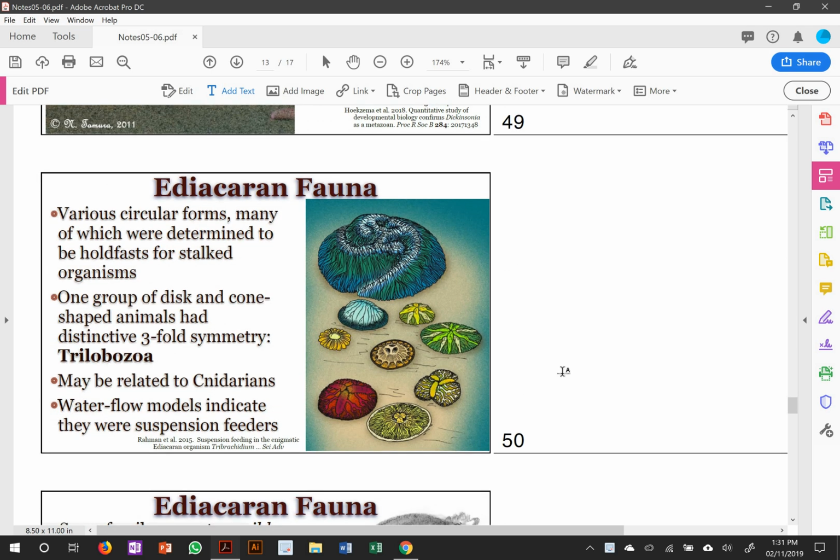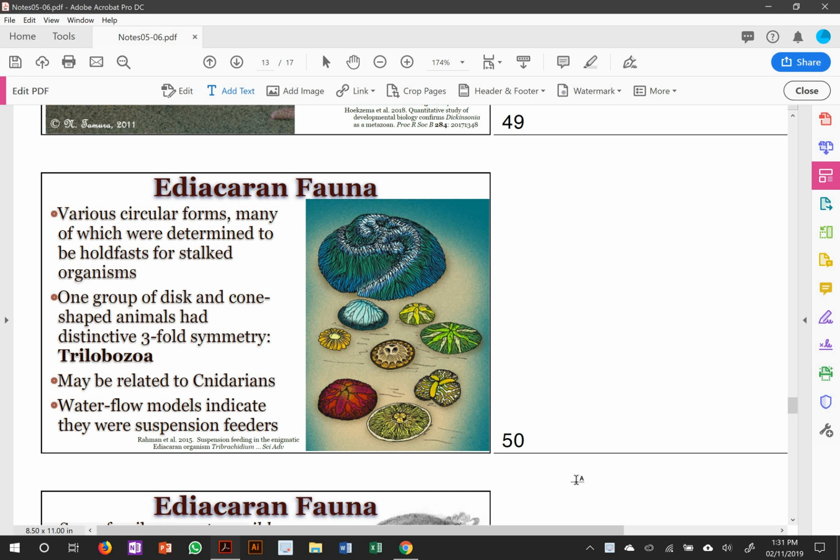All right, another group. There's a bunch of more or less circular fossils from the Ediacaran fauna. Some of those circular forms were basically holdfasts, the attachment points of these stalked animals. But there's at least one group called the Trilobozoa, which have a distinctive threefold symmetry. So you can see here there's three main arc-like ridges. On this top one here, you can see a threefold symmetry. Some of them have small canals, like the radial canals on the jellyfish. So the suggestion is that these are probably related to cnidarians.